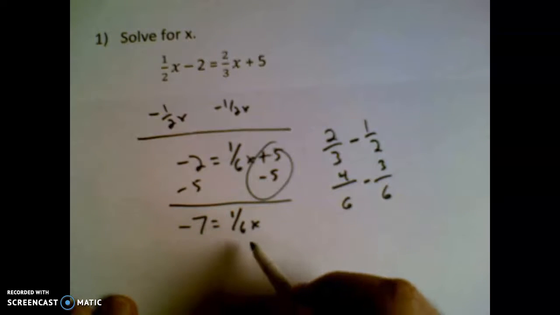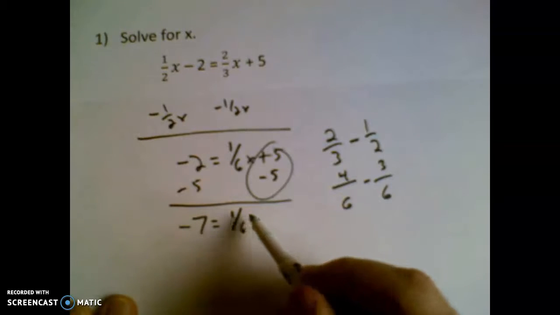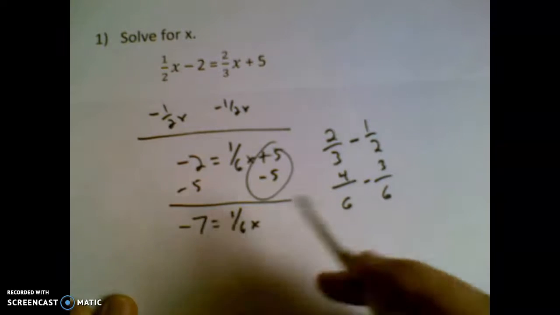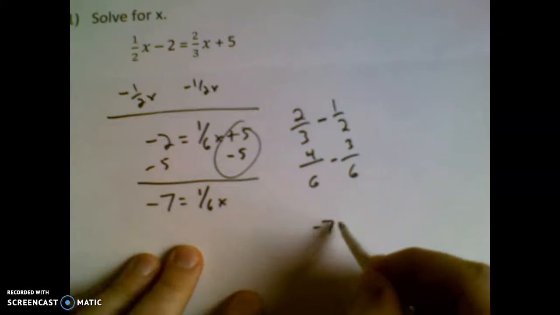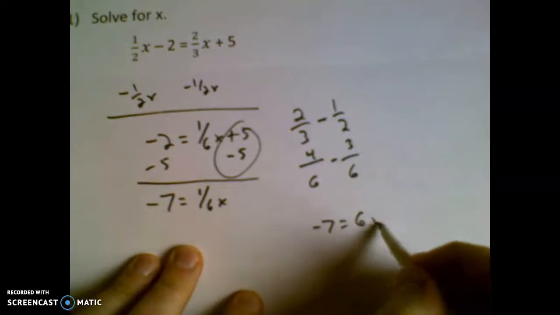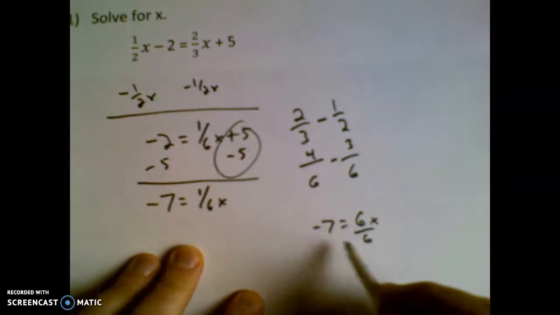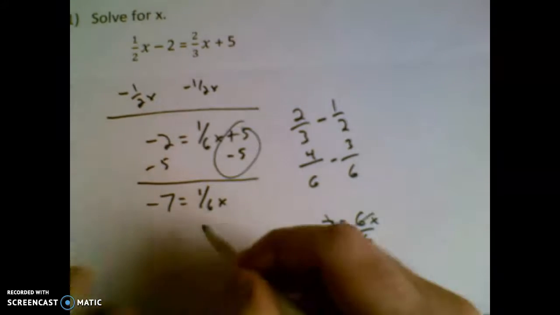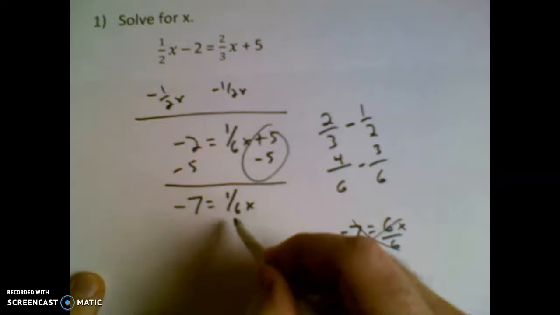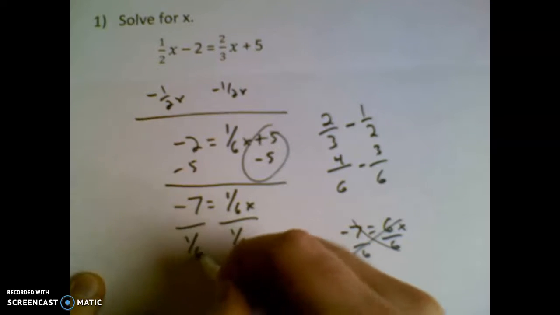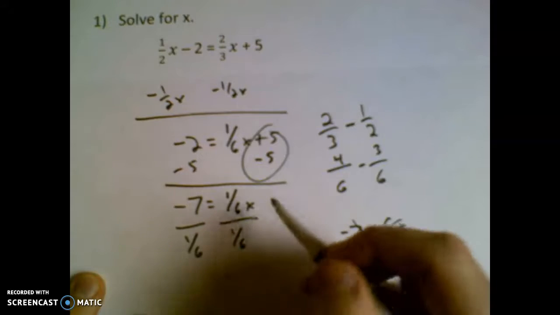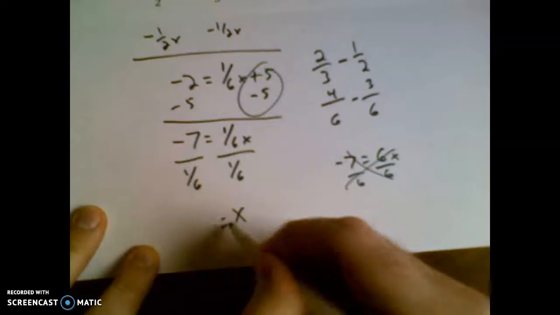And then to get one full x, I could either multiply both sides by 6, or if this was a problem, as in let's say -7 equals 6x, I would divide both sides by 6. Well, in this case, I could divide both sides by 1/6, and that's what I'm going to do. So this gives me a giant 1, hence 1x.